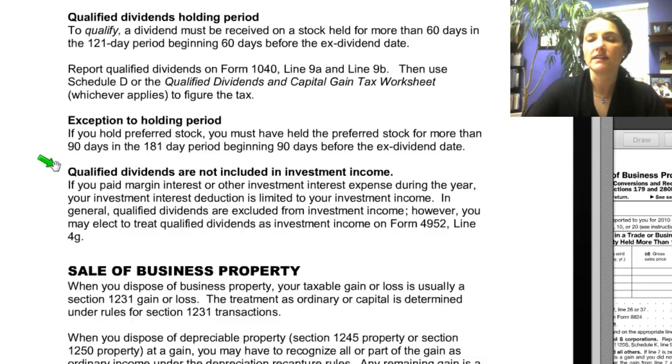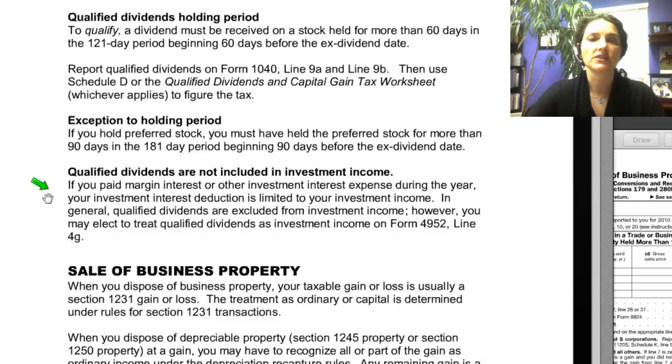Qualified dividends are not included in investment income. Do you remember way back early on in the course when we talked about investment interest expense and that you could claim a deduction for investment interest expense if you had investment income? Well, qualified dividends are not included in investment income. If you paid margin interest or other investment interest expense during the year, your investment interest deduction is limited to your investment income. In general, qualified dividends are excluded from investment income. However, you may elect to treat qualified dividends as investment income on Form 4952, Line 4G.